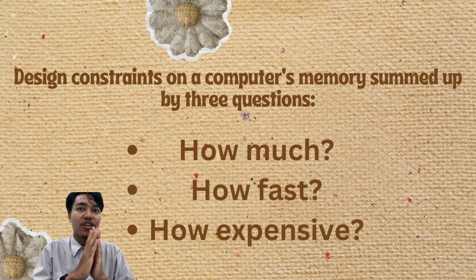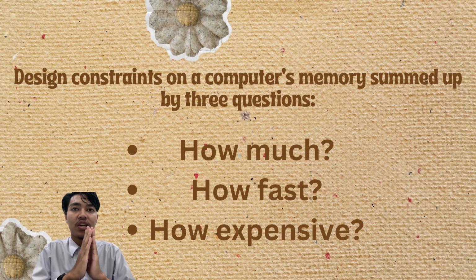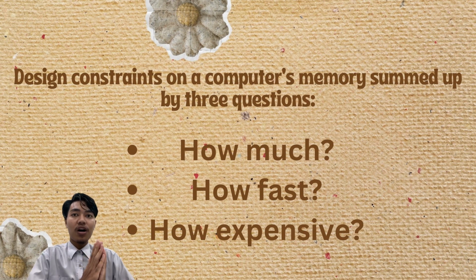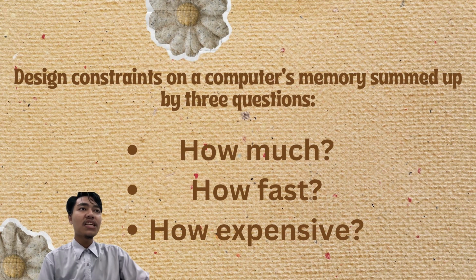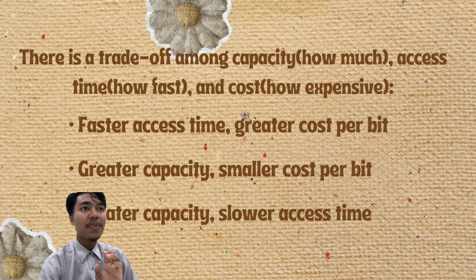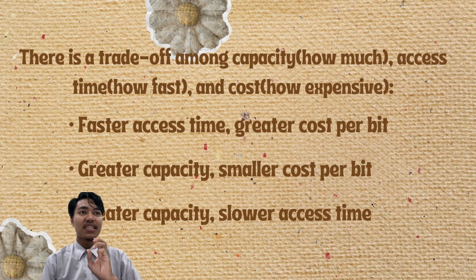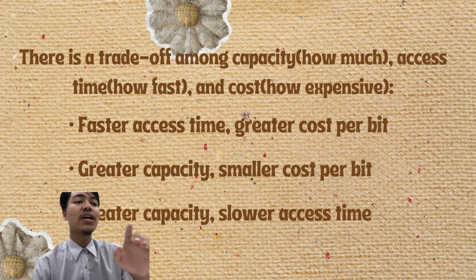As the processor is executing instructions, we would not want it to have to pause waiting for instructions. The final question must also be considered. So for a practical system, the cost of memory must be reasonable in relationship to other components. There is a trade-off among capacity, how much, access time, how fast, and cost, how expensive. Faster access time, greater cost per bit. Greater capacity, smaller cost per bit, and greater capacity, slower access time.